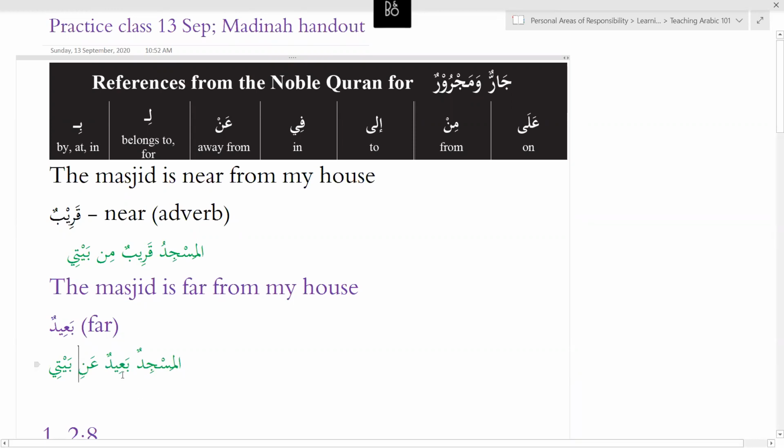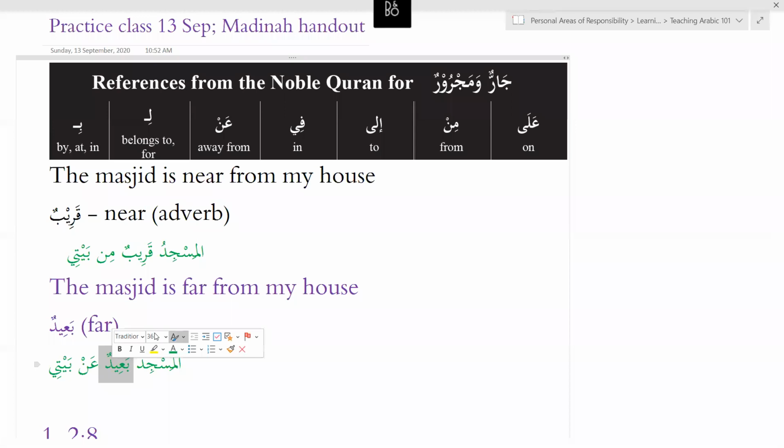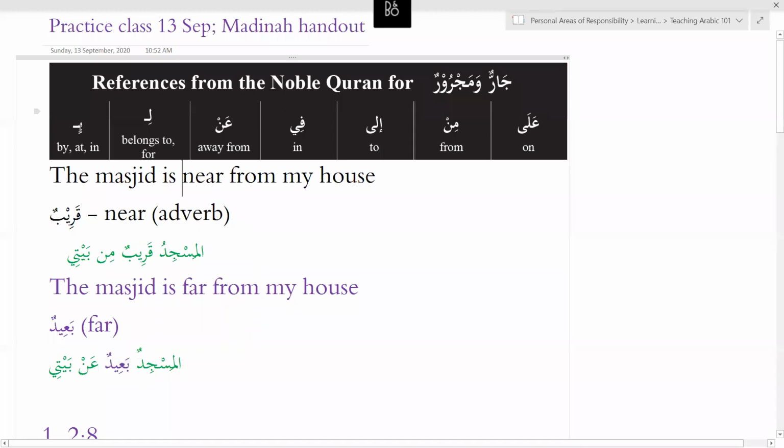Al Masjidu baidun an baiti. Okay. Al Masjidu baidun an baiti would be, the masjid is far away from my home, and that is where we use an. I don't think we have an in the questions below, but anyway, I'm letting you know where we use an. Now, B means by, at, in, or also with.